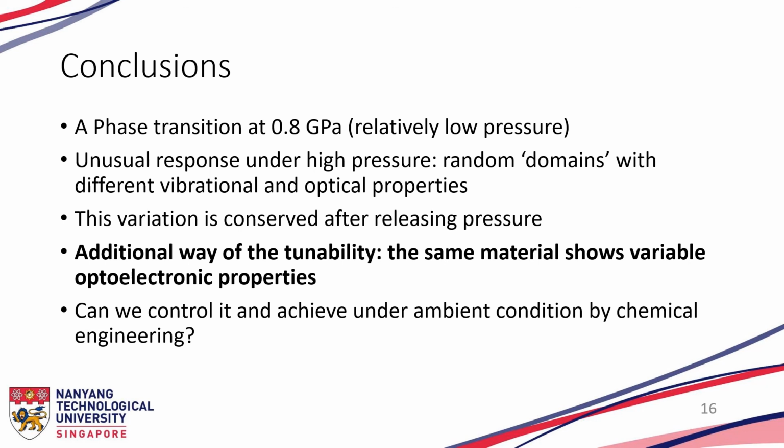And what does all this mean? It means that in this material, under pressure, we have an additional way of tunability besides the composition. The very same material under the very same conditions can show variable properties. And this can raise the question whether we can control and achieve this phenomenon under ambient conditions. Because if we can, in the very same material, we can, for example, achieve a p-n junction without any contact, any use of two different materials. And that can be very useful for applications.